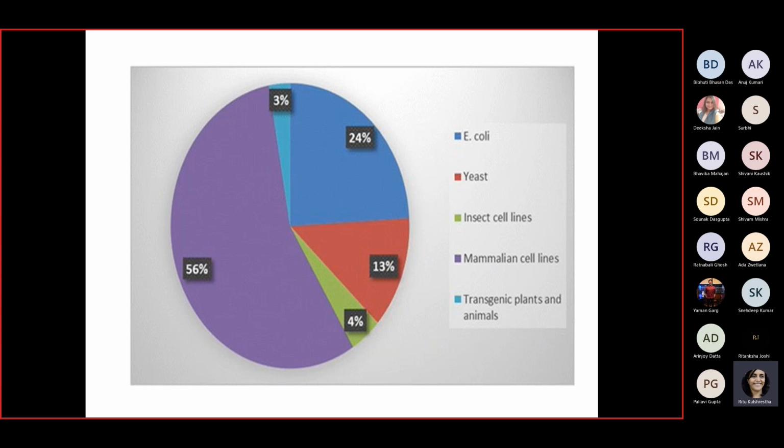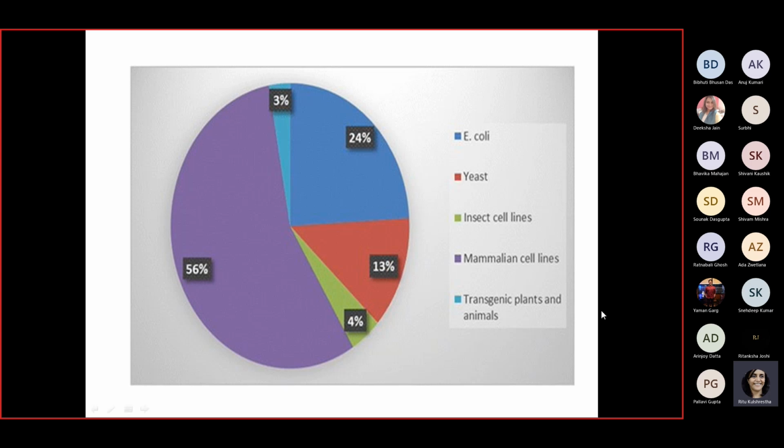I'm not talking about the enzymes which are used in vitro reactions for doing a particular reaction, but the therapeutic proteins. They would require that they should be very similar to the proteins which are present in humans. They should be very similar. There should be minimal dissimilarity. Post-translational modification should be similar.